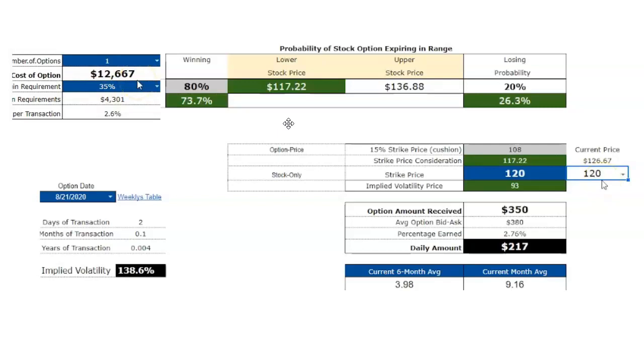Remember though, the more implied volatility the stock has at that particular time will depend on how much money you might earn or have the potential of earning. Whether you have to take control of the shares or not, you're going to make this money as soon as you enter the contract. Okay, I hope that makes sense.